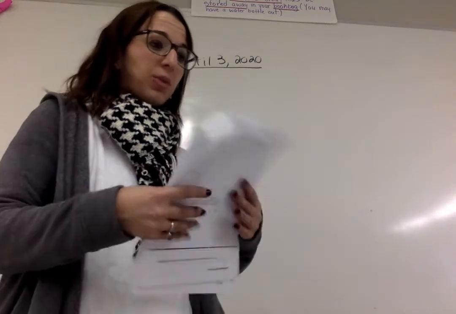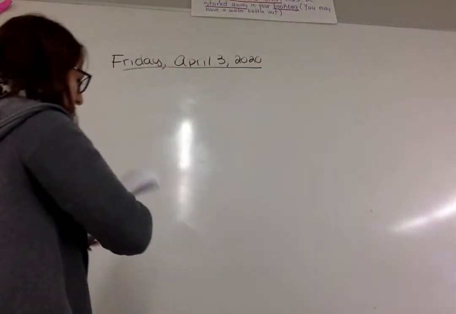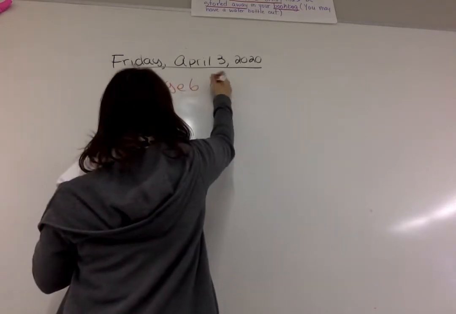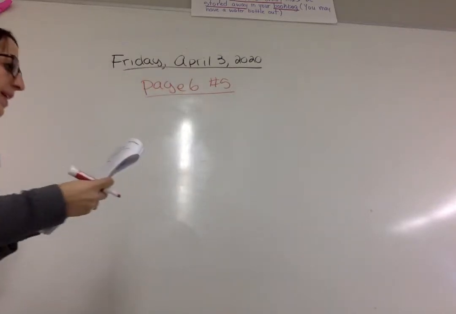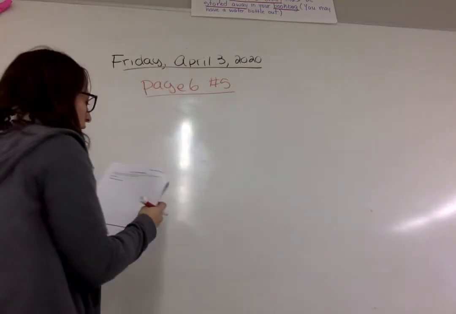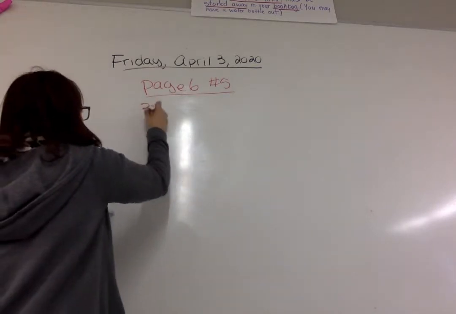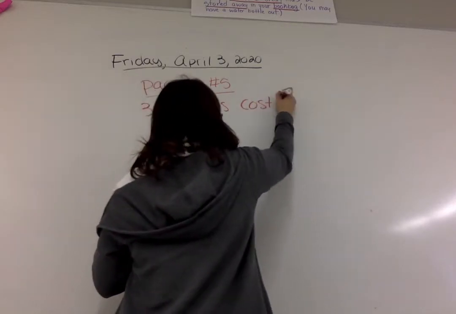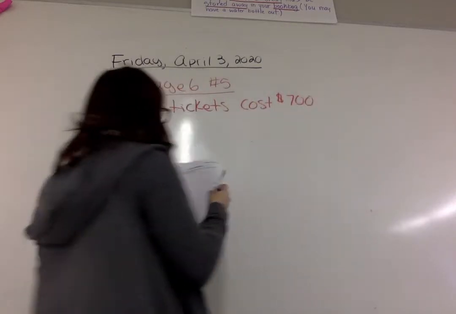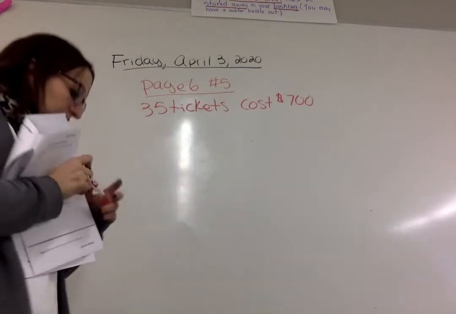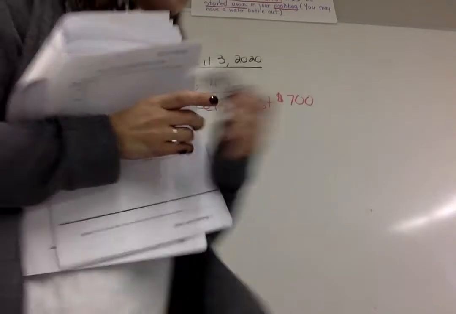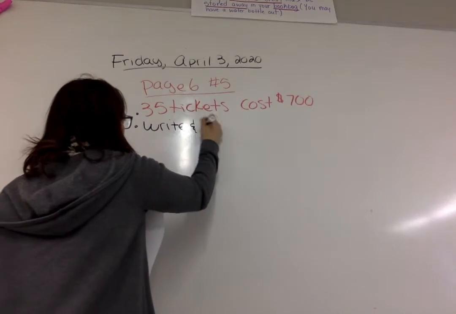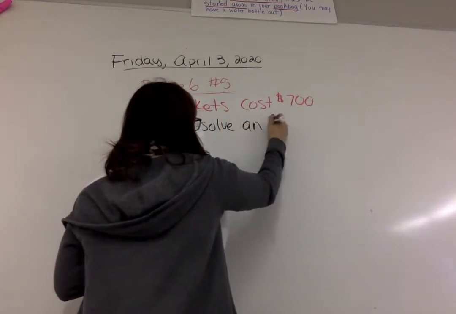But I want to go to page 6 with you right now. Okay, so I need everyone to go to page 6, problem 5. Page 6, number 5. We're going to actually do this one together. It says, Demi sells 35 tickets for a school fundraiser. The total price is $700. So 35 tickets cost $700. You need to write and solve an equation. So our task is we have to write and solve an equation. So let's write that down or annotate that. We have to write and solve an equation.